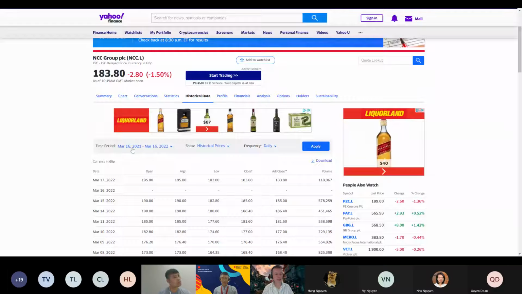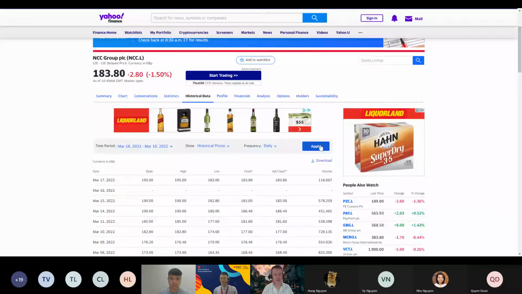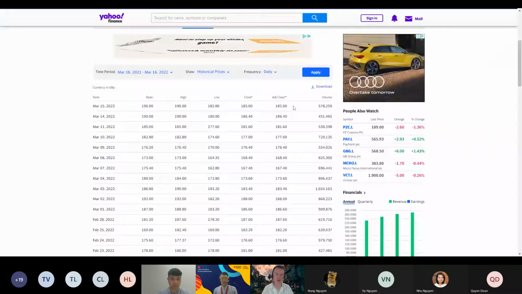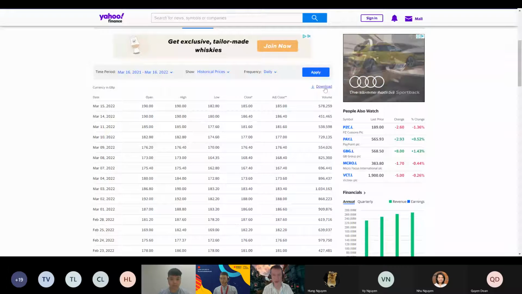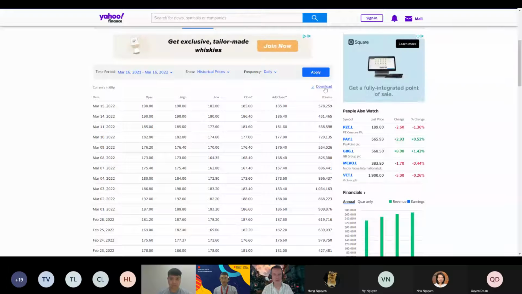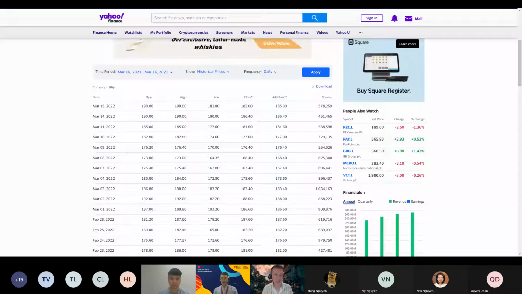So I've got 16th of March 2021 to 16th of March 2022. I'll apply. And I'm going to download that data set onto a local drive on my computer. Okay, so I'm going to download that. So that's gone, I'm on a PC obviously, so that's gone into my downloads file, and there's my file name. I'm not going to change the name of this file.